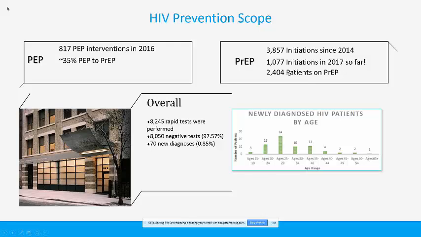In terms of HIV testing, we do about 8,000 tests and 97% of those are negative, but we did have 70 new diagnoses last year. And you can see here the distribution by age group. The group really impacted by that are those under 40 and heavily those under 30. So with that in mind, I want to discuss a little bit the community role in providing this intervention to everybody.